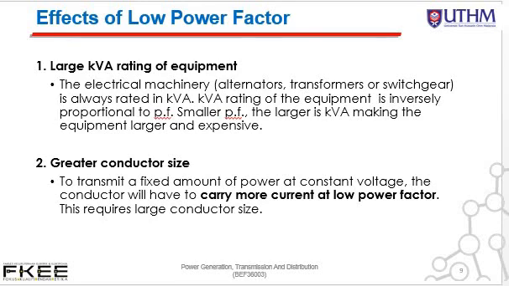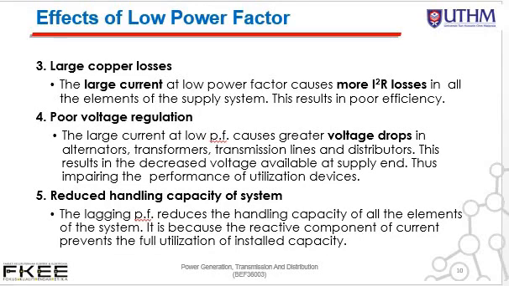Second, by having a low power factor, the system demands a greater conductor size in order to carry more current when transmitting a fixed amount of power at a constant voltage. Next, a low power factor will also result in larger copper losses, commonly known as the I squared R losses. And therefore, when we have large copper losses, indirectly we have a poor efficiency system.